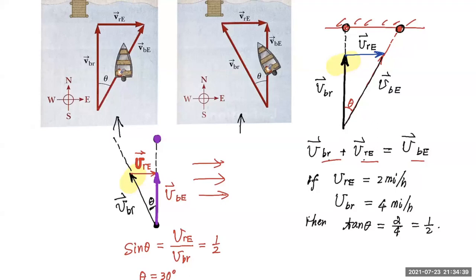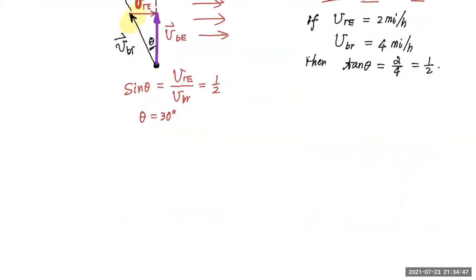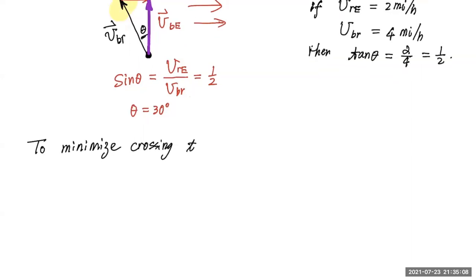Well, here's the thing. We know what happens if the river doesn't flow, right? We know the optimal answer is just directly across. So let me actually write that down. To minimize crossing time. We know what happens if the water doesn't flow at all. It's going to do this. You are just going to do this.